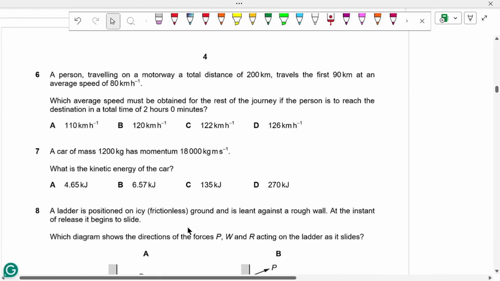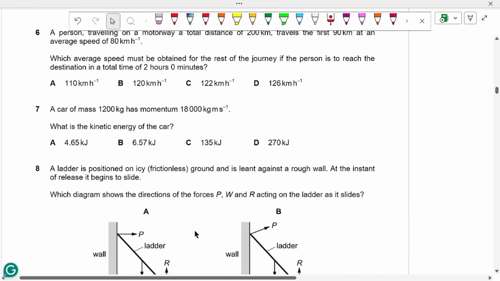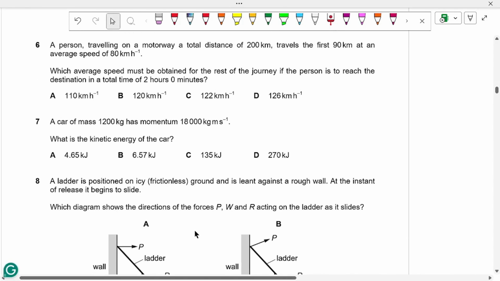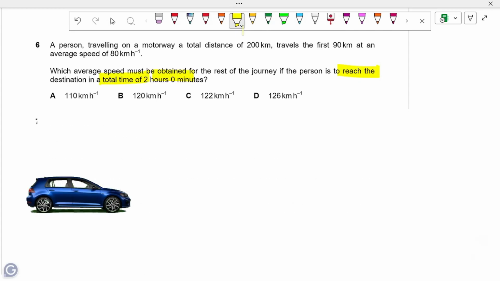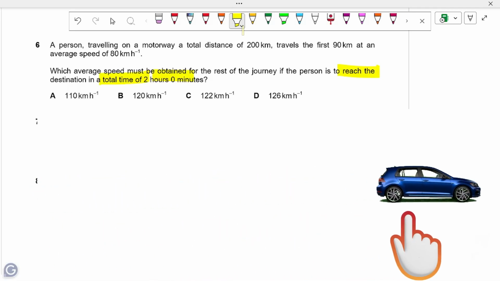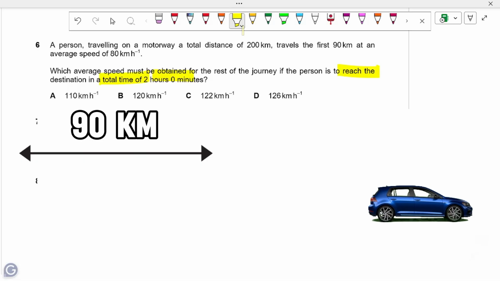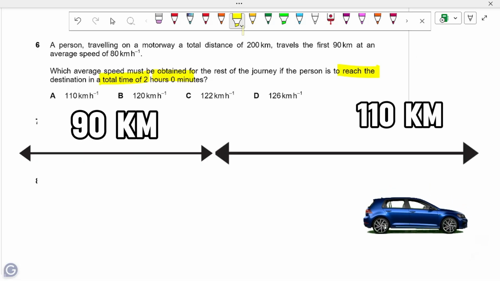Question 6. A person travels on a motorway a total distance of 200 kilometers, travels the first 90 kilometers at an average speed of 80 kilometers per hour. Which average speed must be obtained for the rest of the journey if the person is to reach the destination in a total time of 2 hours, 0 minutes? So we have a car, right? Person has a car and they want to travel a total distance of 200 kilometers. Divide that into 2. One is 90 kilometers. That means the remainder itself will be 110 kilometers, as you can see from the diagram above.